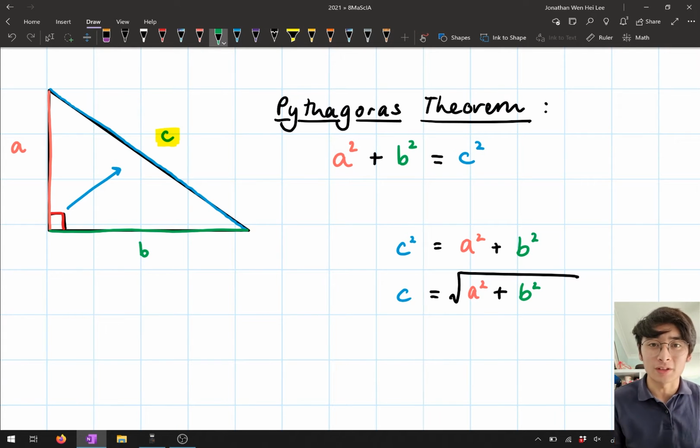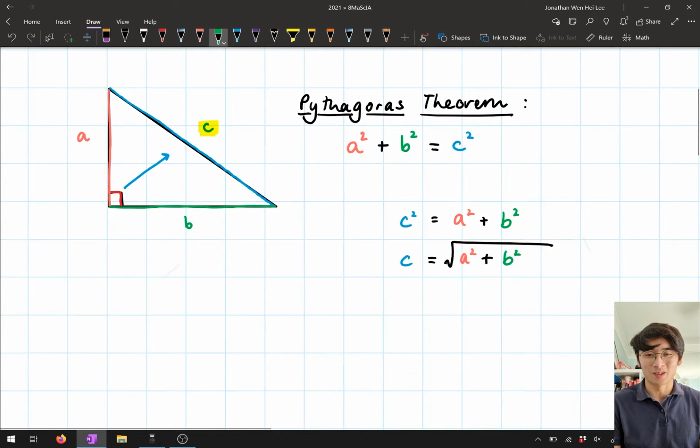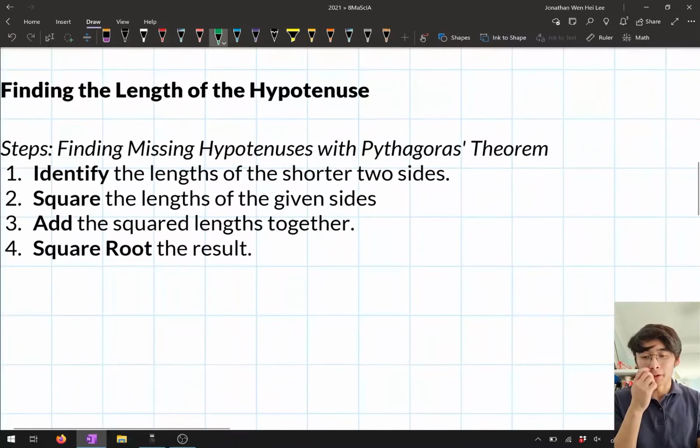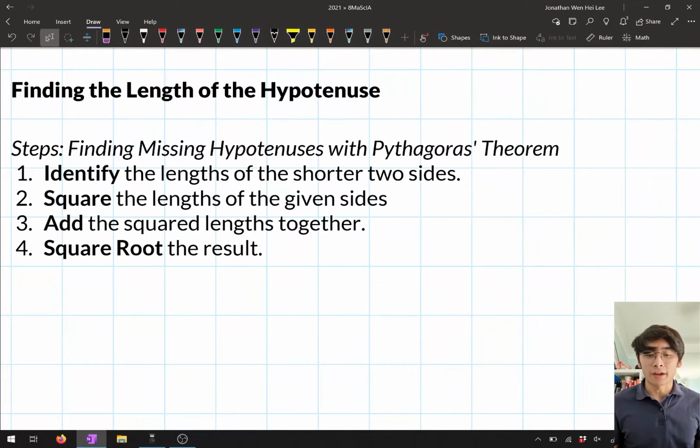Let me go through a few steps if we want to find the length of the hypotenuse in a right-angled triangle. Finding the length of the hypotenuse: when we are trying to find the length of a hypotenuse using Pythagoras' theorem, there are 4 steps I have identified here, and some of these just follow that formula. Firstly, we want to identify the lengths of the two shorter sides. So we want to find what those two lengths are.